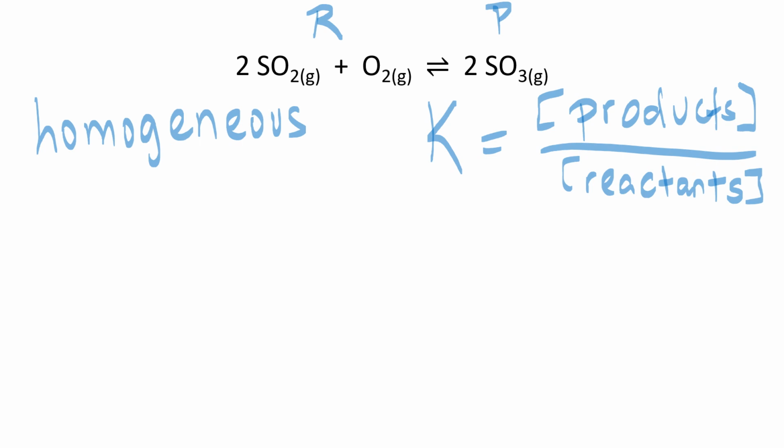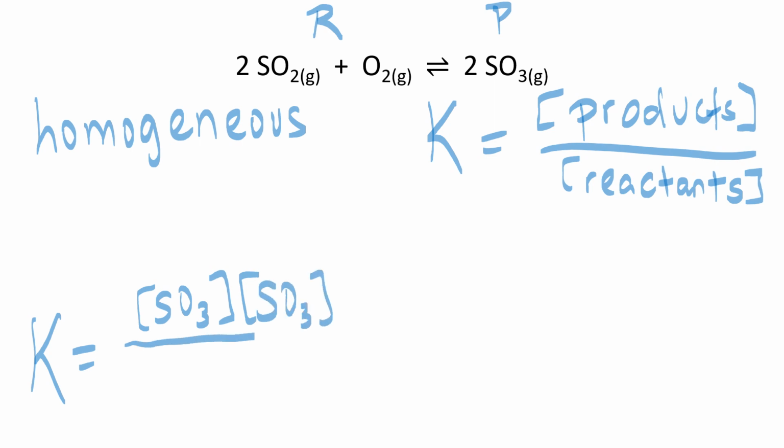So keeping that in mind, we can then determine how to set up this expression. And so for our K, our products, we only have one, which is SO3, but there are two SO3 present. So you can imagine SO3 times SO3. Since they're both in the gas phase, they would be included.